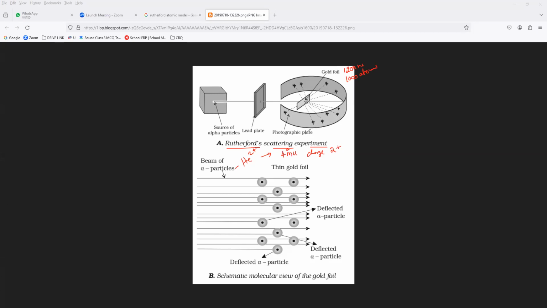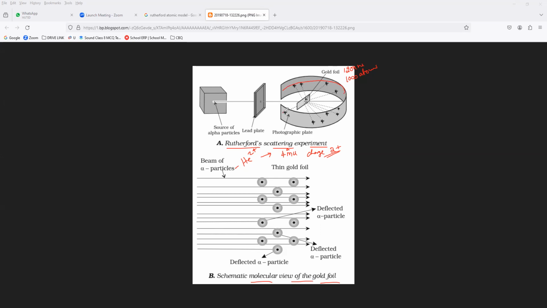Extremely small. So what will happen? Rutherford thought that many of the alpha particles striking the foil would get stuck in the gold foil, as their mass is heavier. But surprisingly, he observed that most of the alpha particles pass through, as you can notice in this figure, the schematic molecular view of a gold foil. This is in our book also. The majority of the alpha particles pass through the gold foil and appear on the screen.